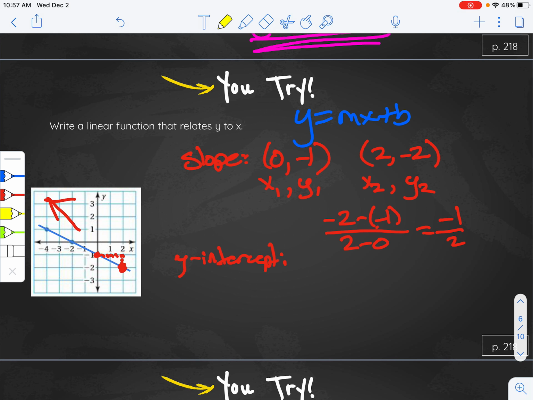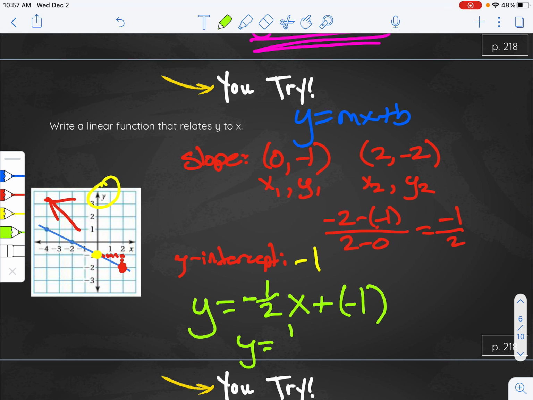Our y-intercept, we want to look for where x equals 0. We can see that that is that point right there on the graph where it crosses that y-axis, and that is at -1. So let's put it all together, and you should have got, again, even if you chose different points to find your slope, you should have gotten y equals -1/2 times x plus a -1. Or if you wrote it like this, totally fine. So that is the first one.